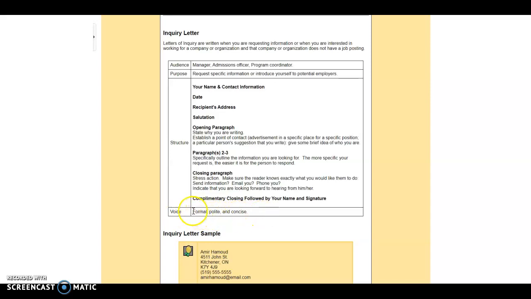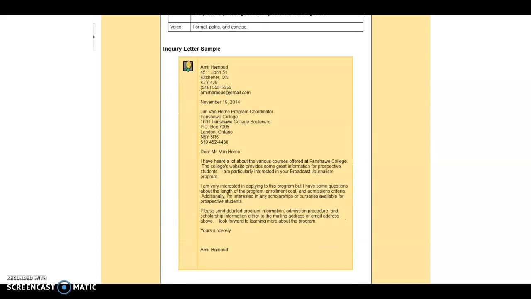And you'll notice that formal and polite are usually two words that go with most letter writing. When you write just about any type of letter, you want to try to be formal and polite. And when we say formal, that usually means not using contractions and not using slang and trying to write in formal language. And then, of course, we've got another sample here.